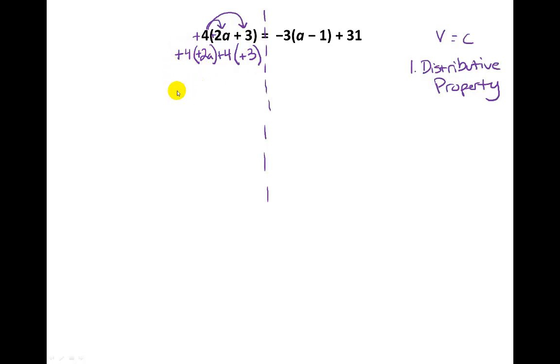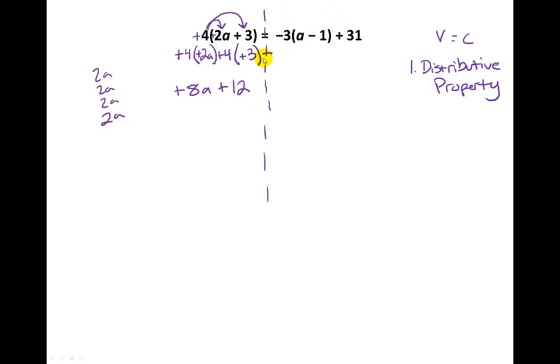Positive times a positive is a positive. 4 times 2a, that means I have 2a 4 times. It's like 2a, 2a, 2a, and 2a. 4 2a's means I have 8a's. Positive 4 times a positive 3 is a positive 12.